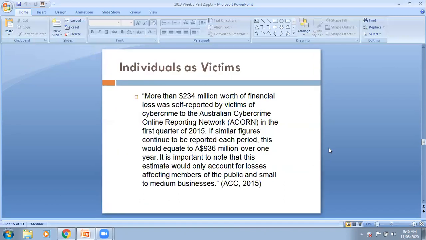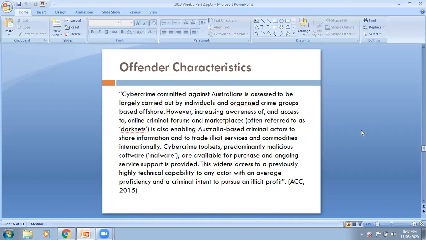So individuals as victims, more than $234 million worth of financial loss, and that is 2015. So it's going to be a lot bigger now, no doubt. From their statistics, the majority of victims are aged 20 to 39 years. The highest percentage of victims is from Queensland at 30%, and 52% were scams or frauds. So go Queensland, woohoo. So if individuals are big victims, who are the offenders?